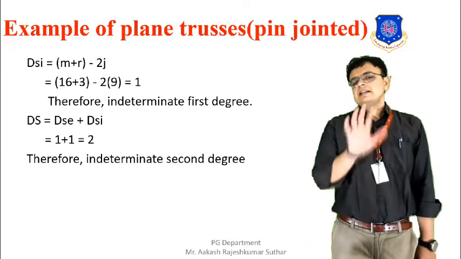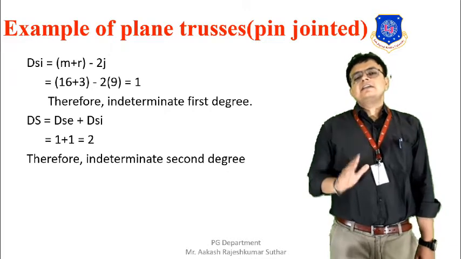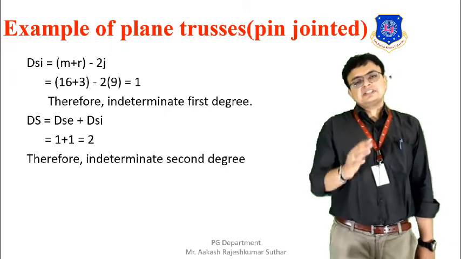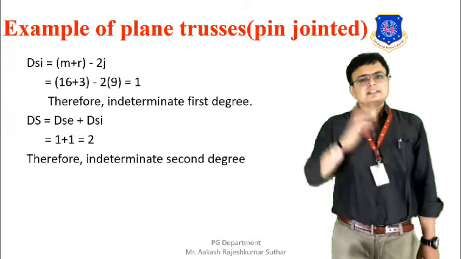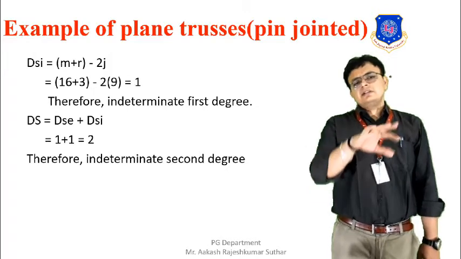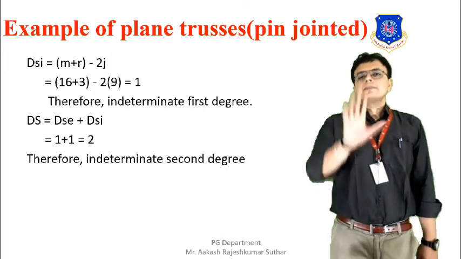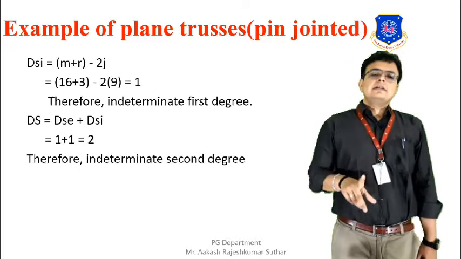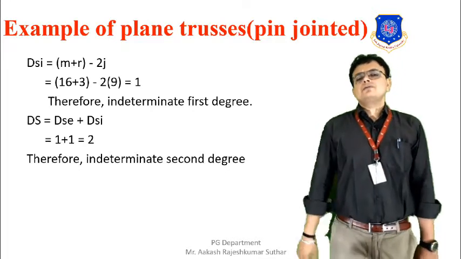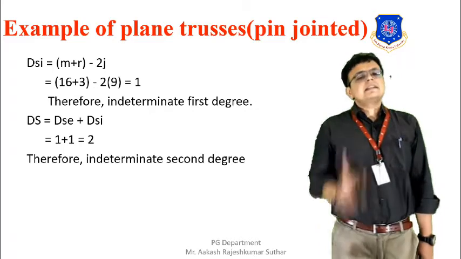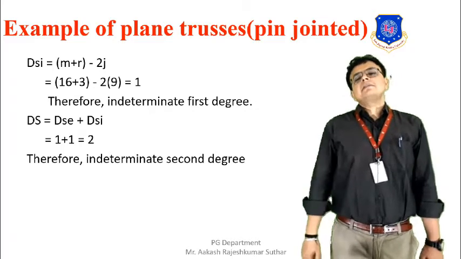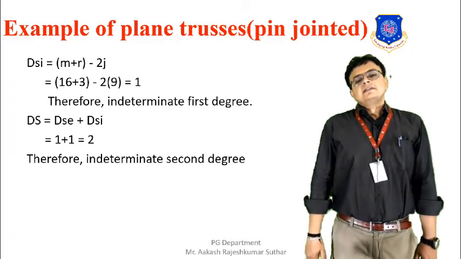The final static indeterminacy of the truss will be equal to DSE plus DSI. In DSE we are getting one value, and in DSI we are also getting one value. So we just have to add both these values, and finally we can say that our structure is indeterminate to the second degree.